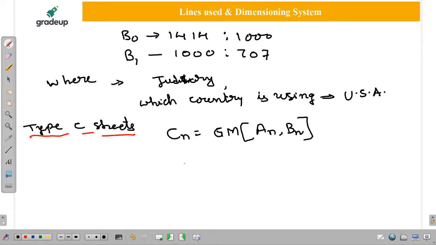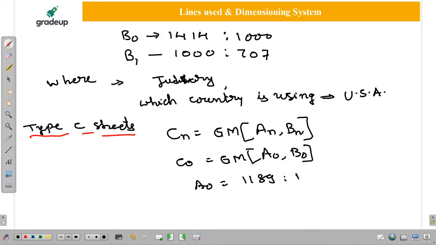For example, what is the size of C0? This is the geometrical mean of A0, B0. What is A0, sir? A0 is going to be 1189 by 841. B0 is the size of 1414 by 1000. Actually, even I don't know all this. I just remember the concept. If anybody asks, I will do the calculation.